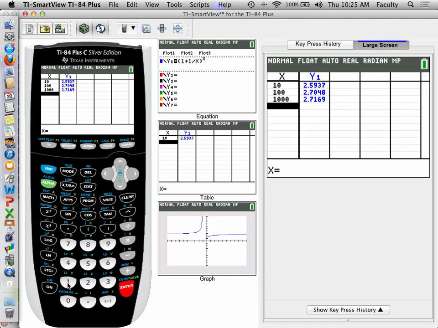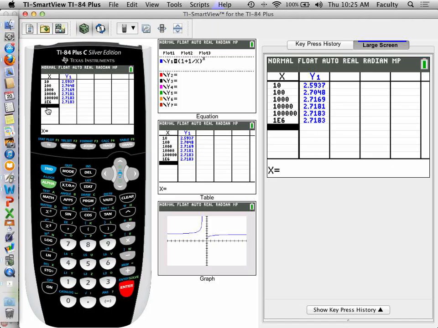Then do 1,000, 10,000, 100,000. All right, and I want to show you a couple things here. One, when I got to 1 million, even though I typed in a 1 with 6 zeros, there's not enough space here on the display of the calculator, so it converts it to calculator scientific notation.